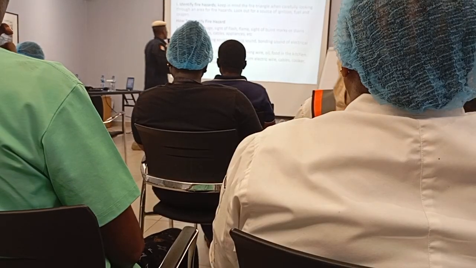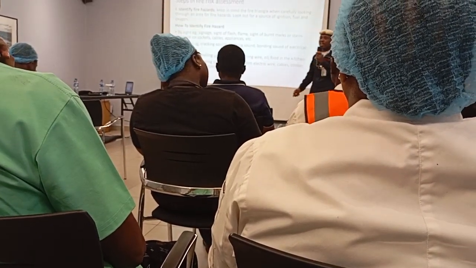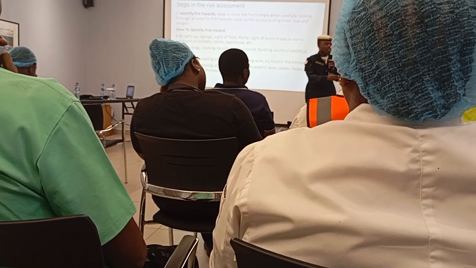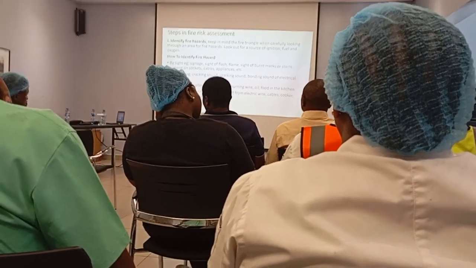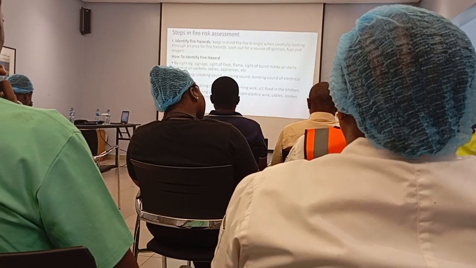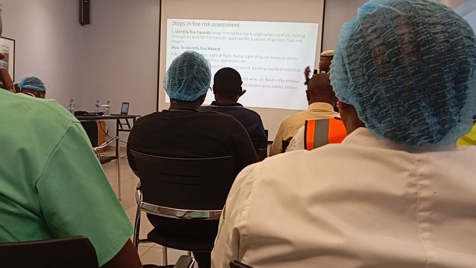That's what we mean. What are the steps in fire risk assessment? Number one, you have to identify the fire hazards. You get to a place, you see the hazards. You identify them either by looking at them. Do we understand? Yes, sir. You identify either by looking at them, by seeing them.